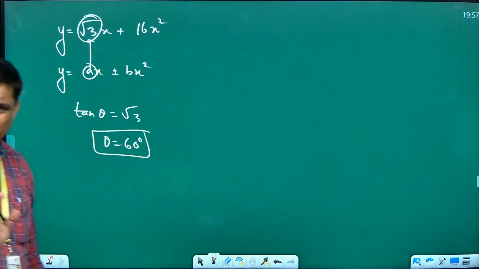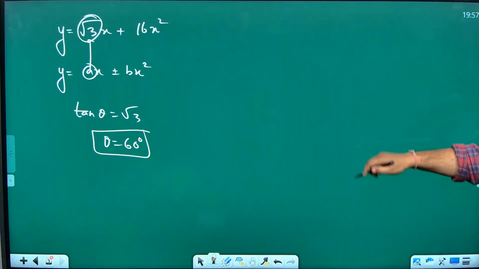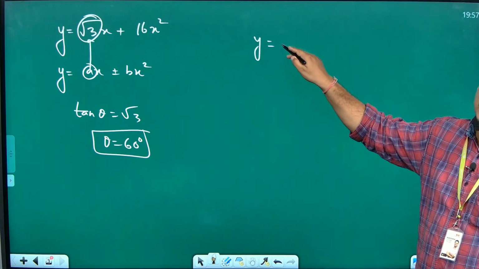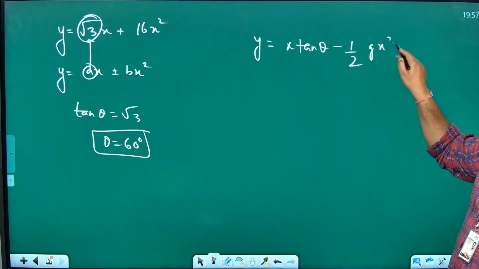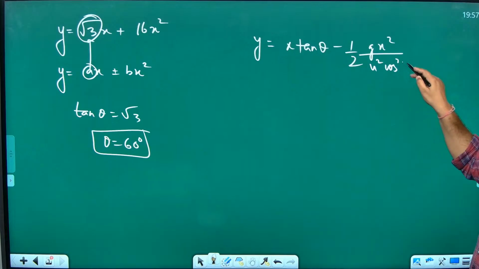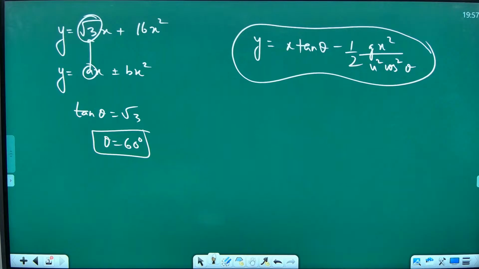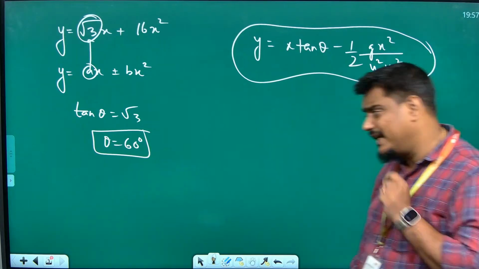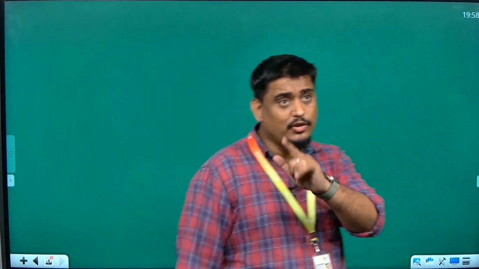Very basic question, where they may give you an equation which will match with y is equal to x tan theta minus half g x square by u square cos square theta. So, with this equation, some equation will be given and you have to relate the terms and get the answer. Next, we are going to derive the other three things: time of flight, range, h max, one by one, simple derivation. 5 minutes we will do it, but you should understand and then you should write.